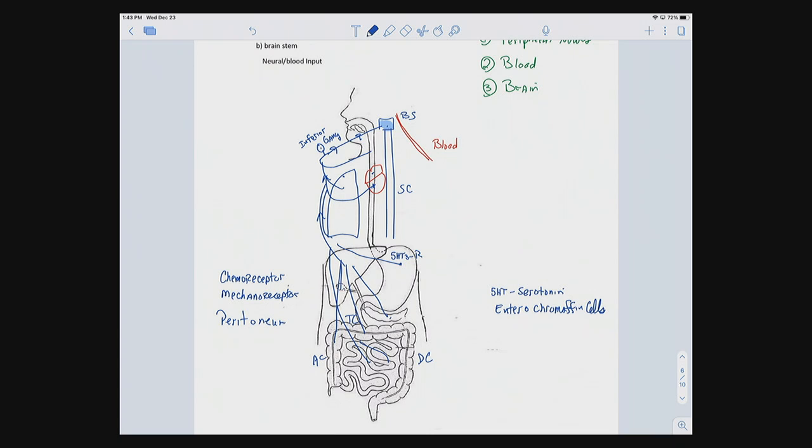In your peritoneum, when it becomes inflamed, now you have peritonitis, very painful, but also the vagus nerve is going to pick up on that, and that could lead to nausea and vomiting as well.